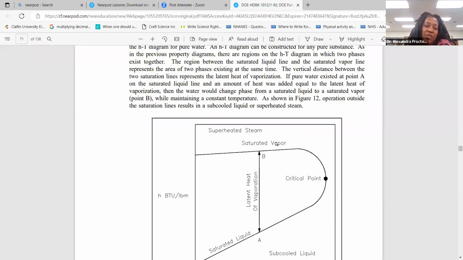So as shown in figure 12, operation outside these saturation lines gives you subcooled liquid or superheated steam.